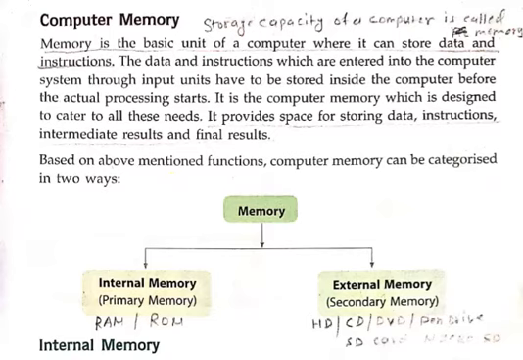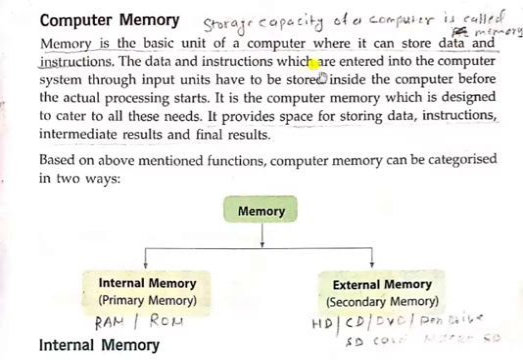But do you know where the computer holds this data? Yes, it requires one more device, and that is called storage device, and we can say computer memory. So computer memory is the basic unit of computer where it can store data and instruction. Before processing, computer used to keep the data in memory.